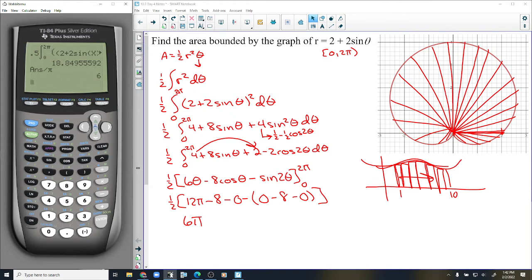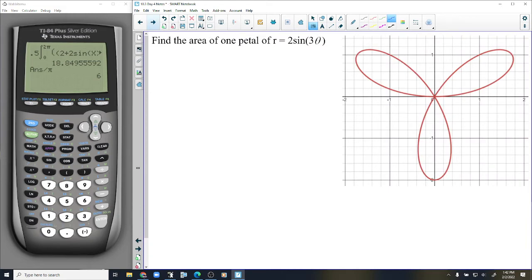All we got to do now is hope we set it up right. I know I did the integral right, but hopefully we set the integral up correctly. I did get the right value for that integral, though. Now, whether we set it up right, hopefully. Find the area of one petal of that rose right there.